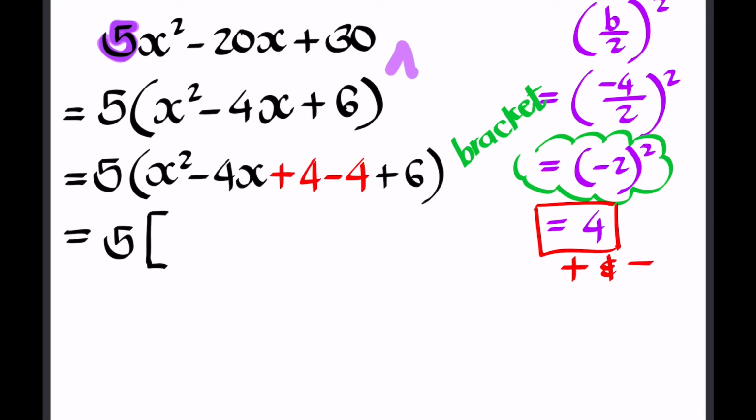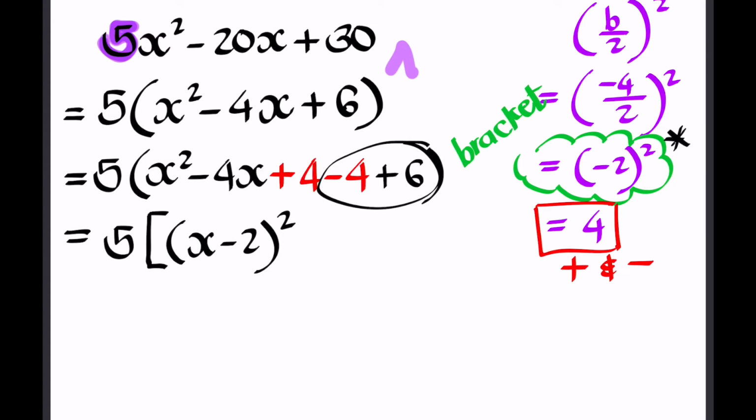So now I'm going to change it to a square bracket just because I'm going to factorize my trinomial now, so I'm going to have a round bracket. So I'm going to have x. I take what I said is going in the bracket, which is minus 2, all squared. Then I'm going to finish it up over here. Minus 4 plus 6 is positive 2.